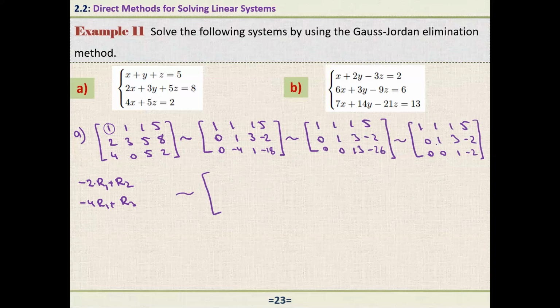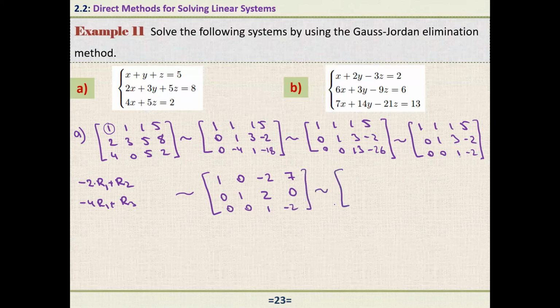Now let me multiply the second row by negative 1 and add to the first row, because I need to create 0 above this pivot. So here we have 1, negative 1 plus 1 is 0, negative 3 plus 1 is negative 2, and 2 plus 5 is 7. How about multiplying the third row by negative 1 and adding to the second row? Here negative 1 plus 3 is 2, and 2 plus negative 2 is 0. And the last row is 0, 0, 1, negative 2.